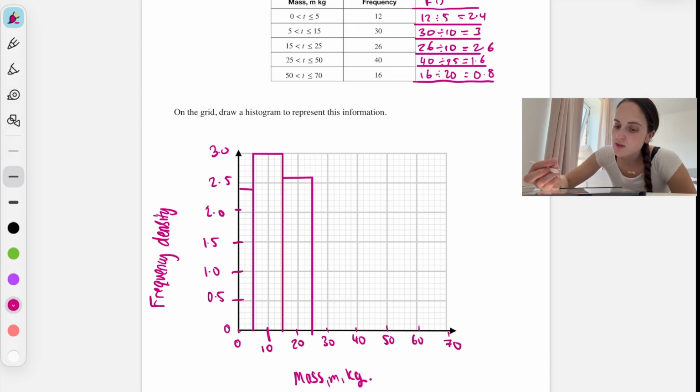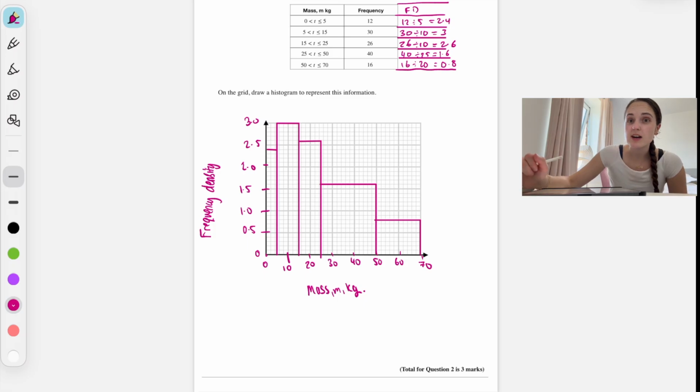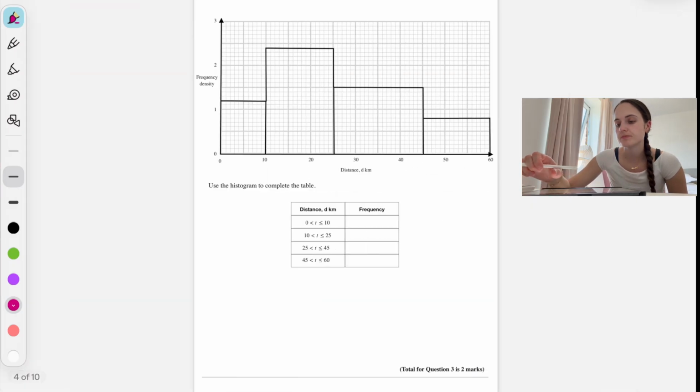The next one, 25 to 50 is 1.6. So 1.6 is here, and I'm going to go from 25 to 50. So that's going to be here. And then the last one, 50 to 70, I'm going to go up to 0.8. So that's going to be over here. So that's my histogram. So that's that question all finished.